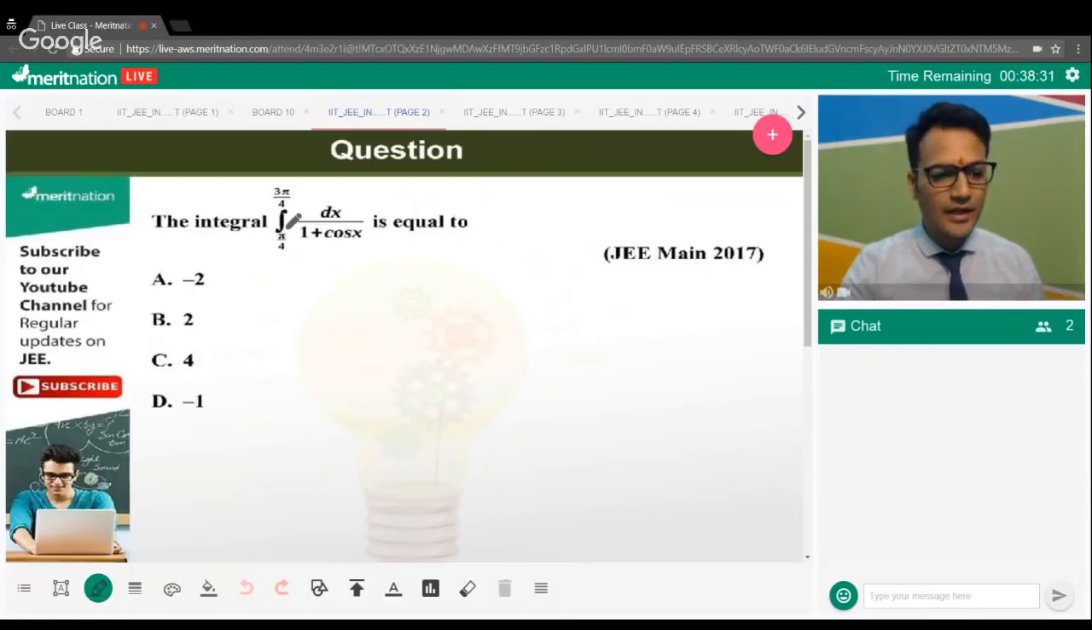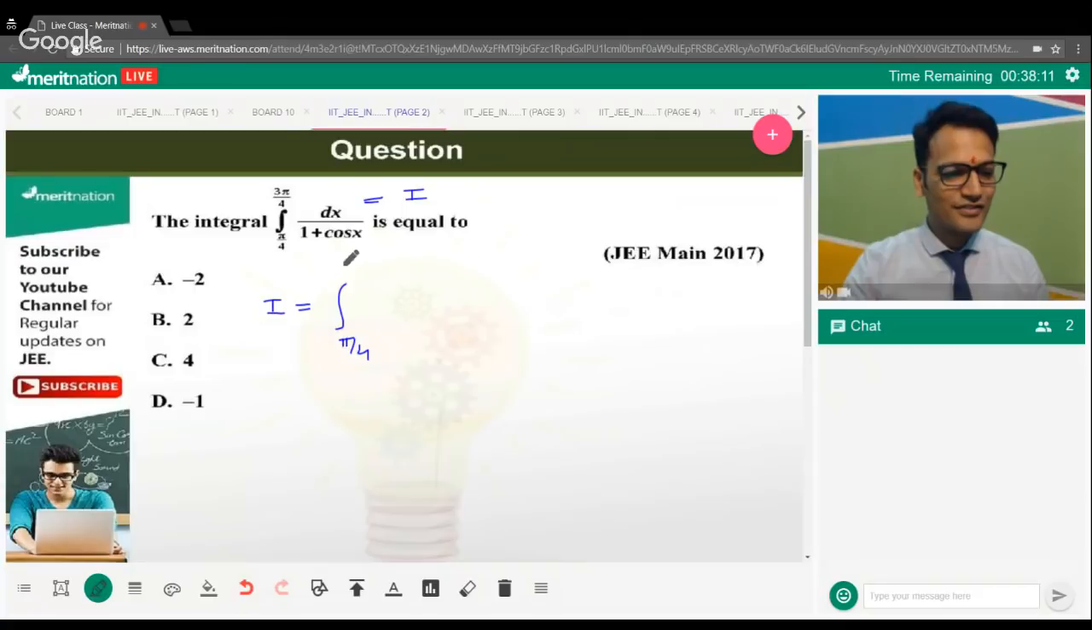Very simple one. It is integration from pi by 4 to 3 pi by 4 dx upon 1 plus cos x. Over here, if I apply this property, what will I replace x by? If I'm placing this equal to I, just taking a few steps into consideration without writing them properly, integration from pi by 4 to 3 pi by 4 dx upon 1 plus, we can write this x as 3 pi by 4 plus pi by 4 minus x.